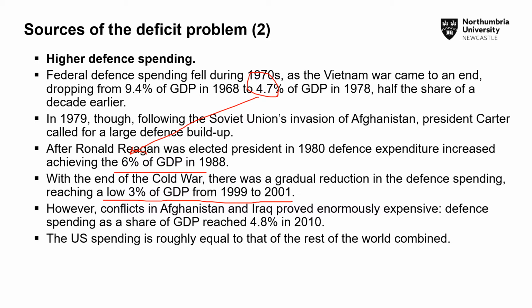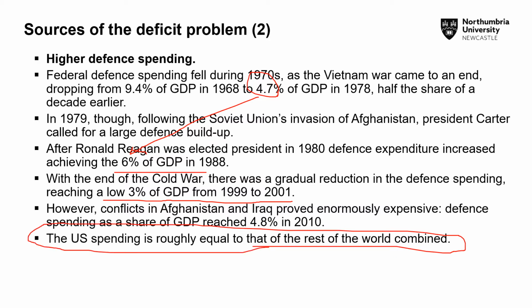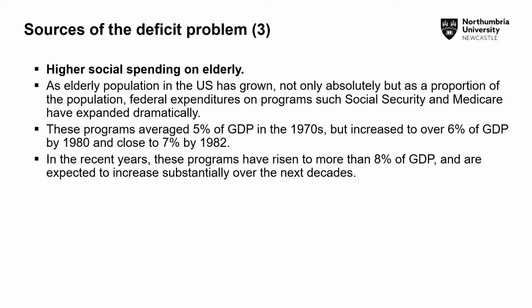What is quite interesting is that US defense spending is roughly equal to that of the rest of the world combined. So you can imagine what a power the United States is as a result of that. Furthermore, there's also been higher social security spending on the elderly. The elderly population in the US has grown as it has grown in the rest of the world, not only absolutely, but as a proportion of the population. In other words, not only are there more elderly people, they are also a bigger proportion of the population.